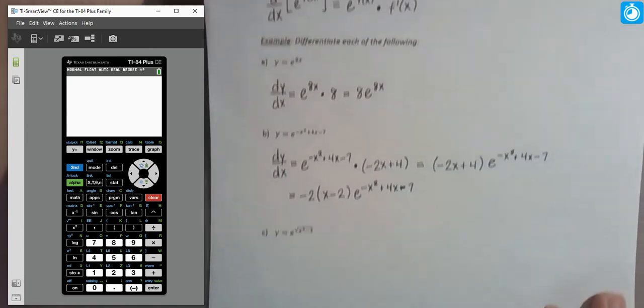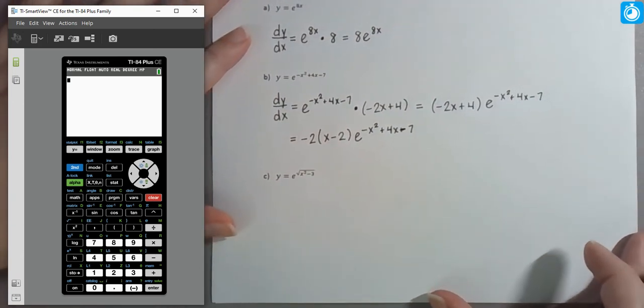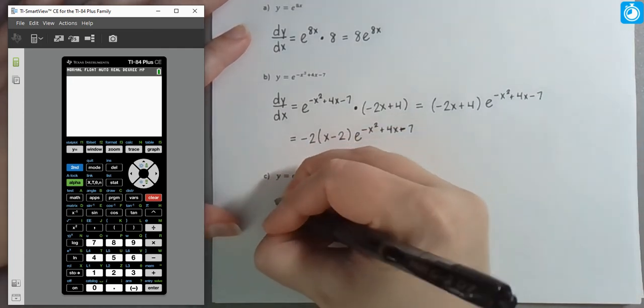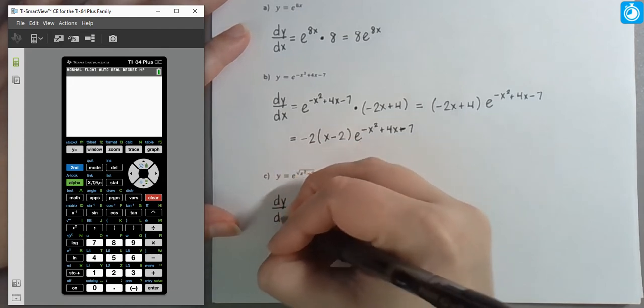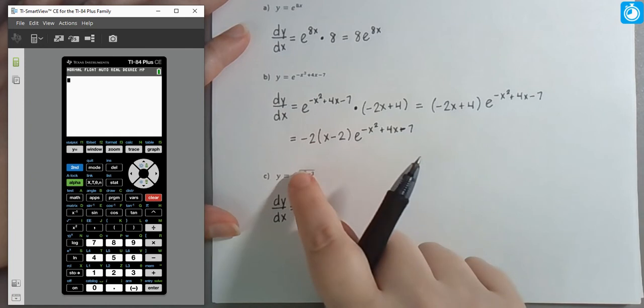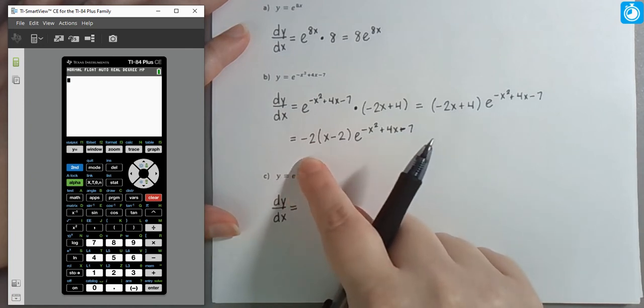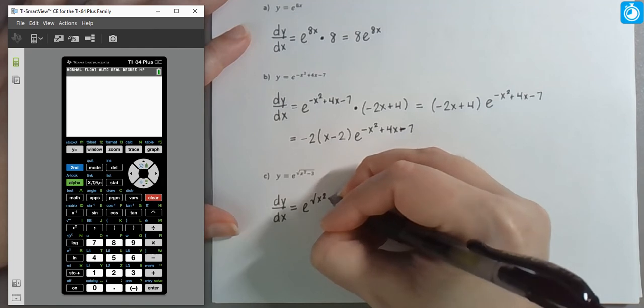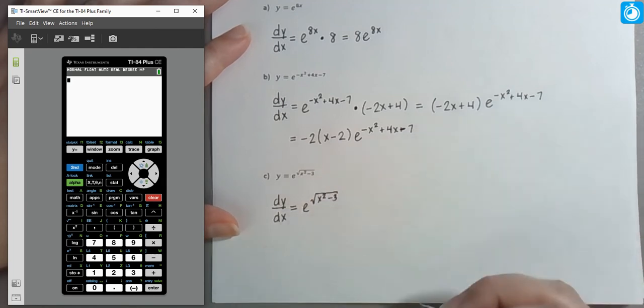Okay, let's try one more. So now we have a function inside of our exponential, but notice the function inside of the exponential would also be something that needs to be differentiated using the chain rule. So there are going to be a couple of layers to this last example. So the derivative of our function, we'll start with the outer function, which is e to some power. We differentiate e to a power and we get e to that power. So the first portion of our derivative, e to the square root of x squared minus 3.